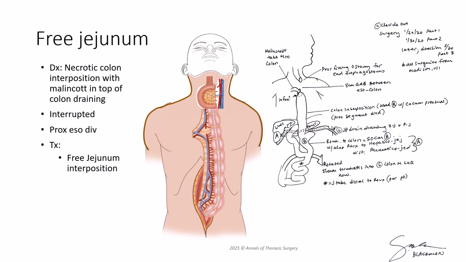Free jejunum is also performed to interpose between the terminal esophagus and a colon interposition when a patient has had a necrotic proximal extent of the colon interposition. In this particular case, the patient had a colon interposition performed and the proximal extent of the colon became necrotic, and the patient had a Mallinckrodt tube placed inside the terminal end of the colon, brought up out of the mediastinum. The patient had GI discontinuity, and in order to bridge the gap, a free jejunal interposition was performed.